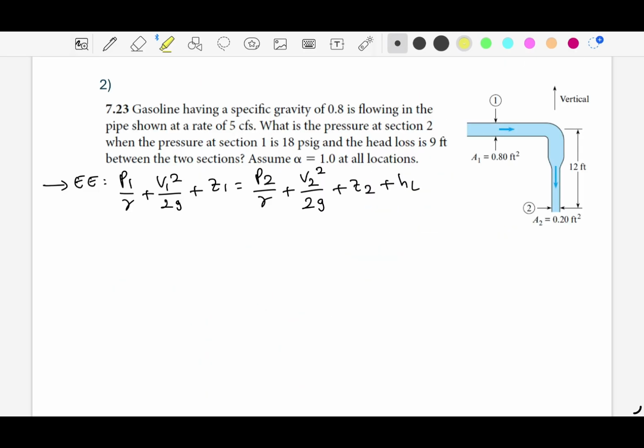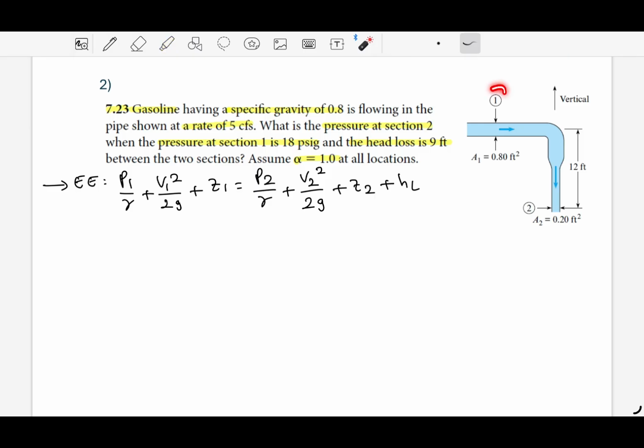Okay, let's continue with a similar question. This is 7.23, and this is also using the energy equation. Here we have gasoline with a specific gravity of 0.8, and it is flowing at a rate of 5 cubic feet per second. We need to find the pressure at section 2, which is here, when the pressure at section 1 is 18 pounds per square inch, and the head loss is 9 feet between these two sections, and the coefficient is 1.